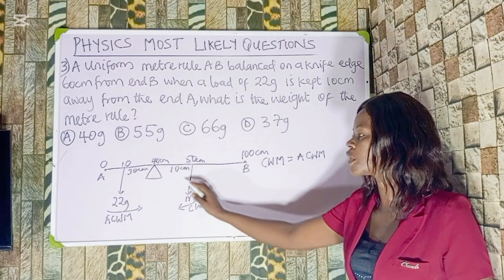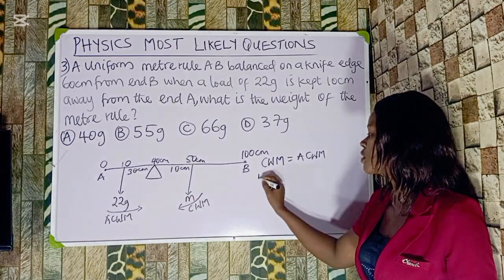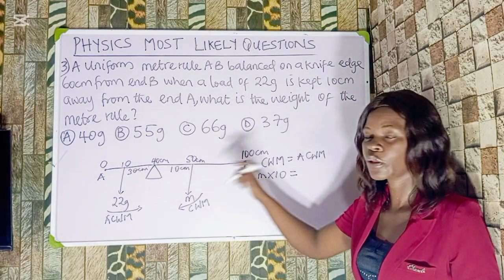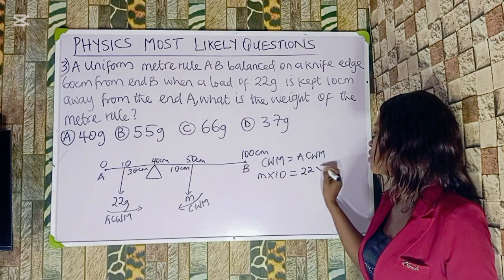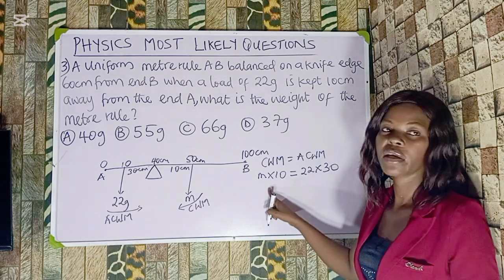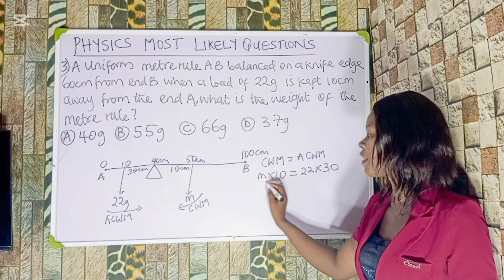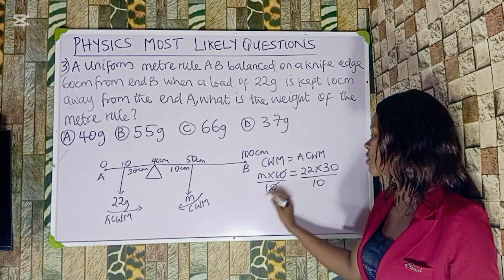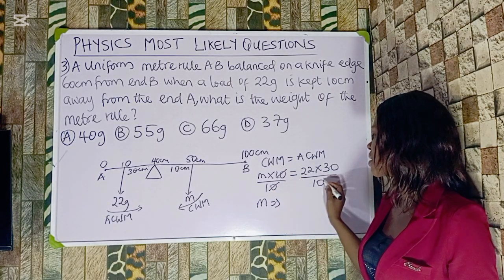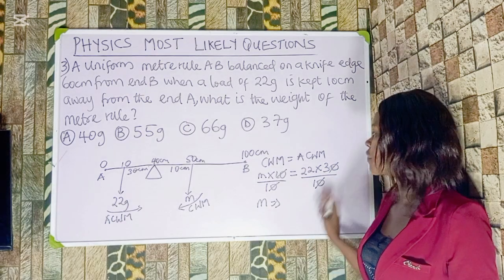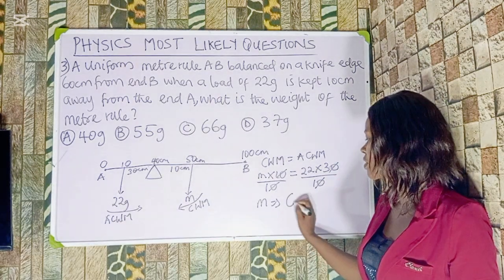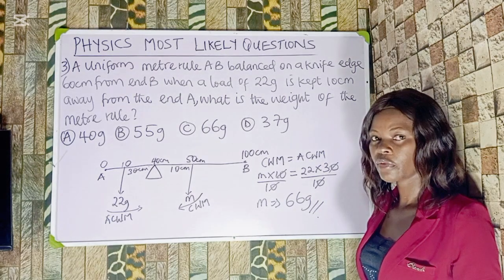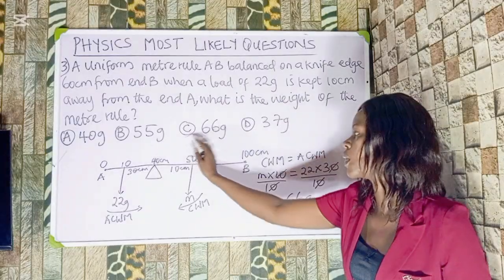My clockwise moment is m multiplied by the distance, which is 10. So this is m times 10, which is equal to my anti-clockwise moment, 22 multiplied by 30. Because you're looking for the weight or the mass of the meter rule, divide both sides by the coefficient, which is 10. Now this cancels this, we have mass, right? Now 0 cancels 0. So we have 22 multiplied by 3, which is going to give us 66 grams. I hope that is clear. Now the correct option from what we have gotten so far is option C.